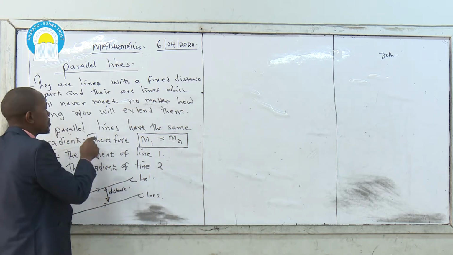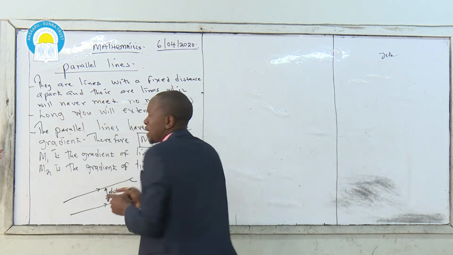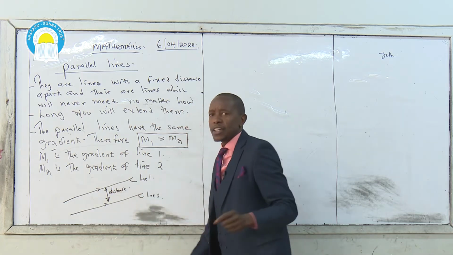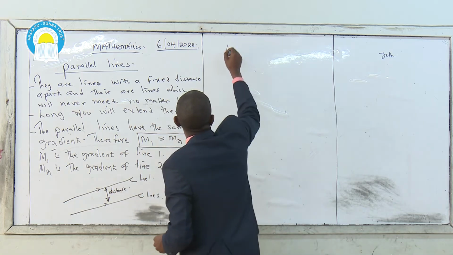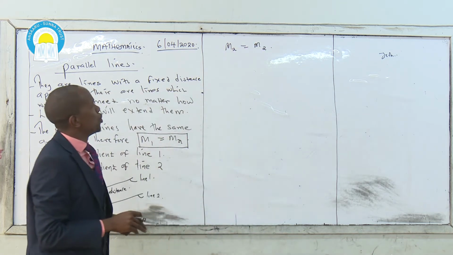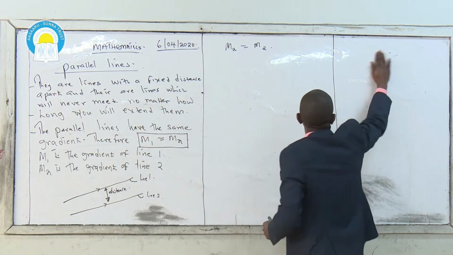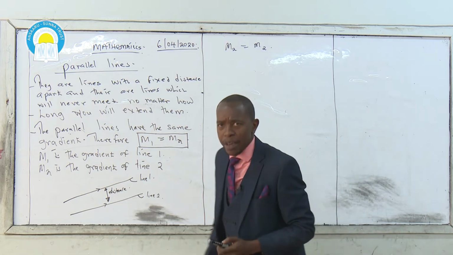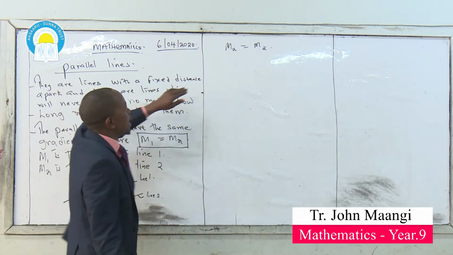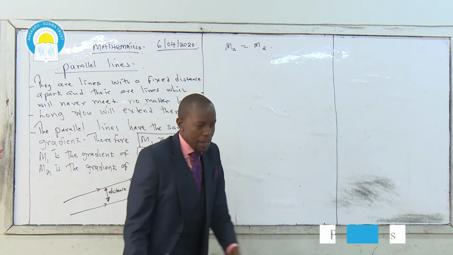Now, they have the same gradient. For them to be referred to as parallel lines, they must have the same gradient. That's why we say M1 should be equal to M2. Remember, in perpendicular lines, we said M1 times M2 is equal to -1, but in parallel lines, their gradients are the same, and we say that M1 is equal to M2.